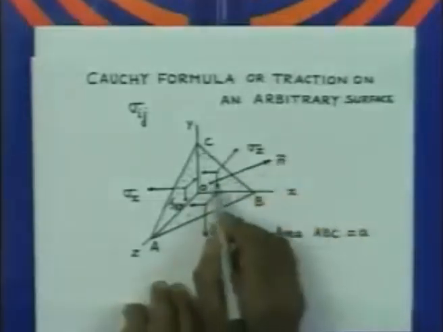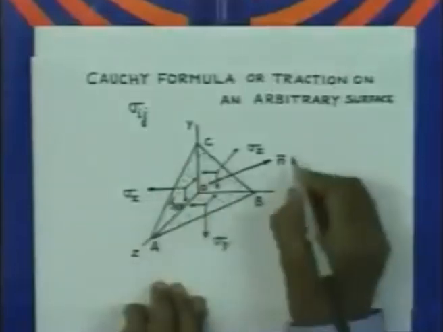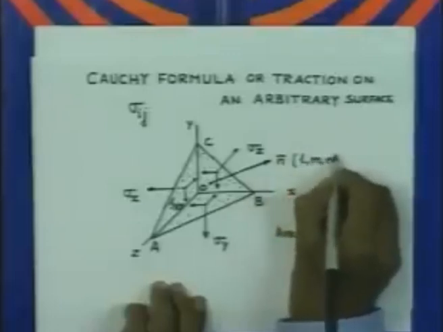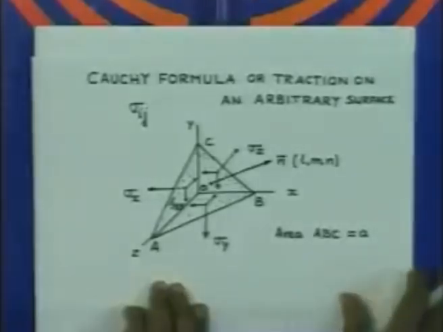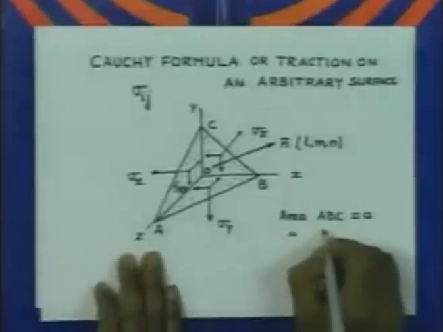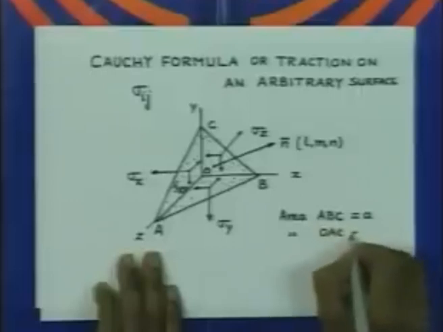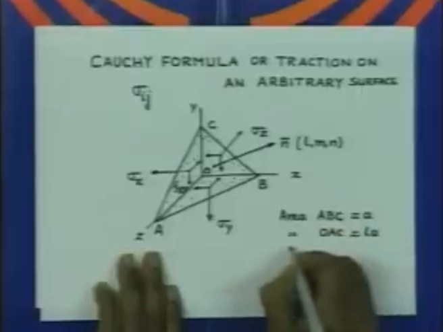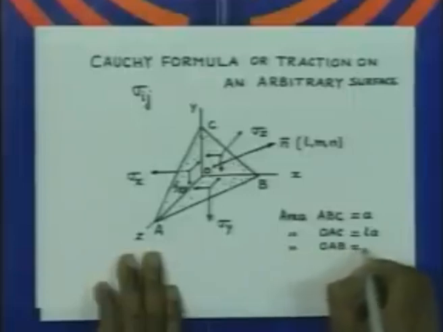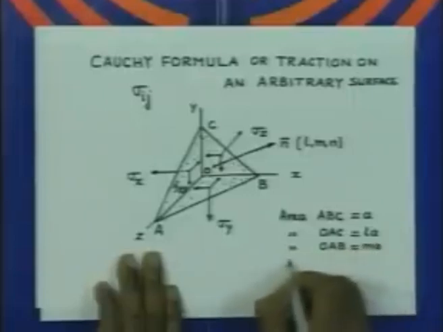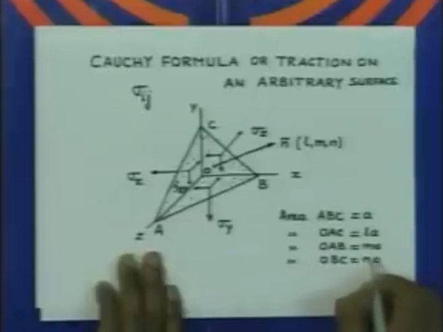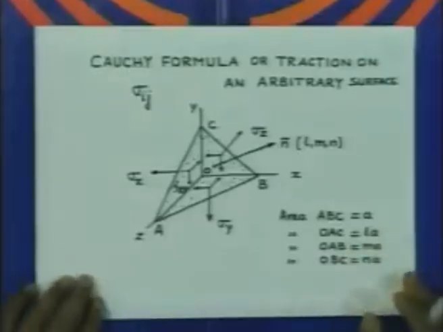This outer normal would have some direction cosines. Its inclinations with the x, y, z axes, the cosines of the angles, we indicate by the direction cosines L, M and N. Then it is clear that area OAC is nothing but L into A, area OAB is nothing but M into A, and similarly area OBC is equal to N into A. So these are straight from the geometry.